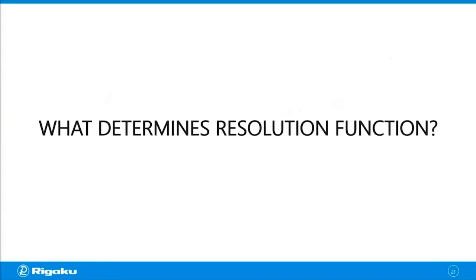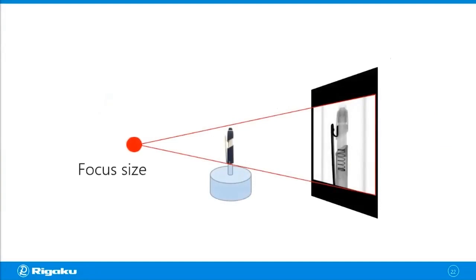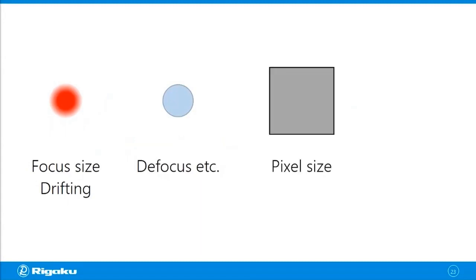Now, what determines the resolution function? The resolution function depends on the X-ray focus size and the pixel size on the detector and the overall geometry. For example, if this is the focus size you're using, and if it's drifting, that drift needs to be taken into account as well. And let's say the overall defocusing coming from the geometry is about this size. And you have the pixel size on the detector. Technically, you can calculate the resolution function just by convoluting all of them together.